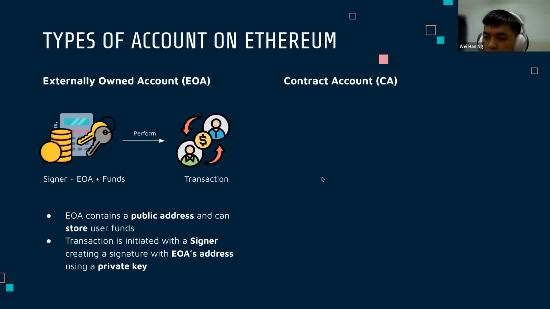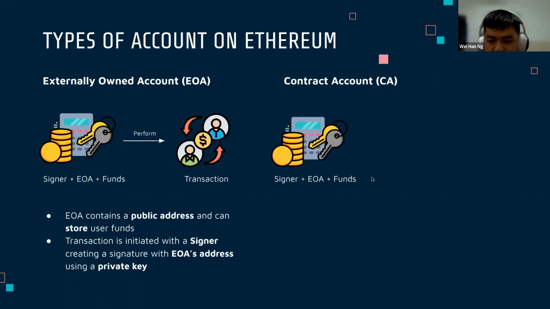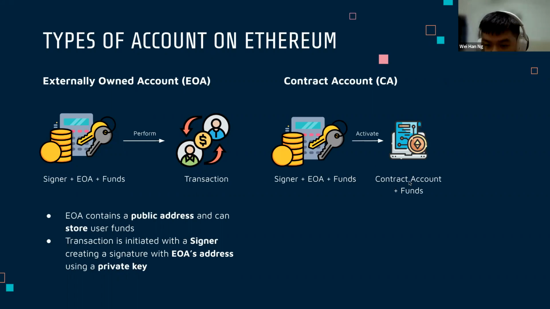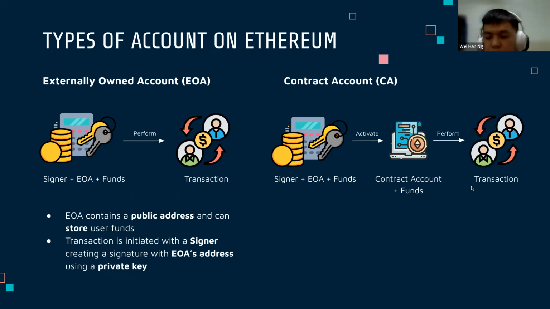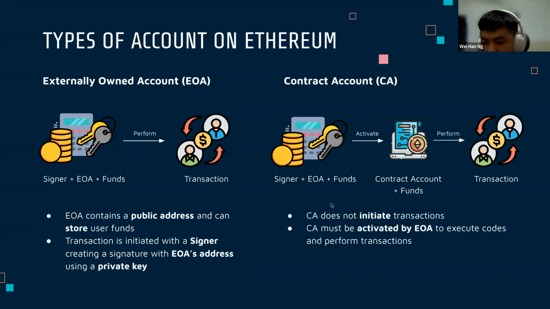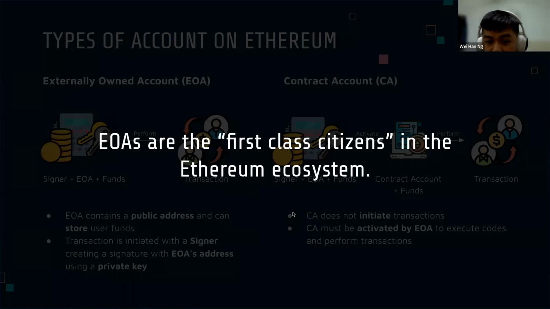Secondly, we have an account called a contract account. Again, we have these 3 things: signer, EOA, and funds. With a combination of these 3 things, you can make a transaction such that you can activate a contract account which might hold some funds. Then this contract account can transact, or to be more precise, perform message calls. The key thing here for a contract account is that it cannot initiate transactions. It must be activated by an EOA. So everything that you do in Ethereum, you must always start with an EOA. To simplify things, EOAs are called the first-class citizen in the Ethereum ecosystem. No matter what you do, you need to start with an EOA.